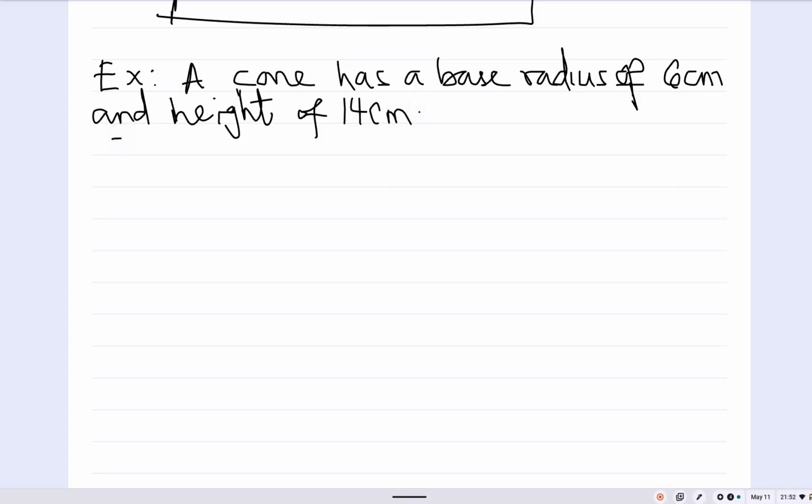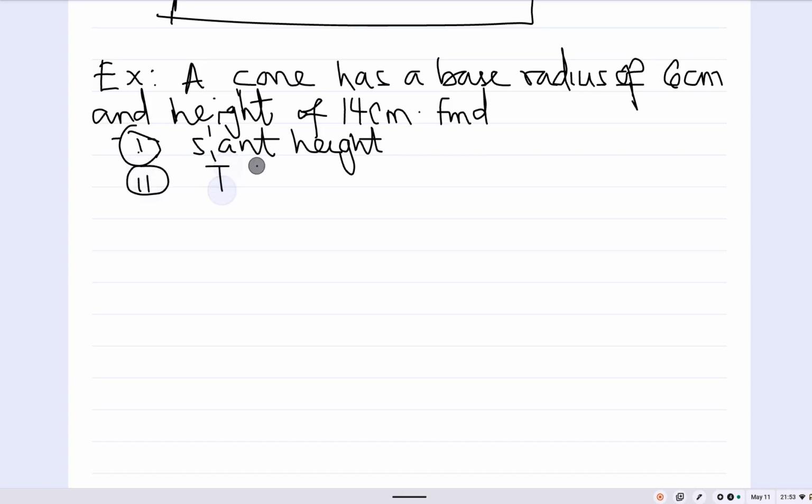The first question is, find number 1, the slant height. Are you seeing that now? Question 1 is we want to calculate the slant height. Number 2, we want to calculate the total surface area. Are you seeing that now? We want to calculate the total surface area. And number 3, we want to calculate the volume.